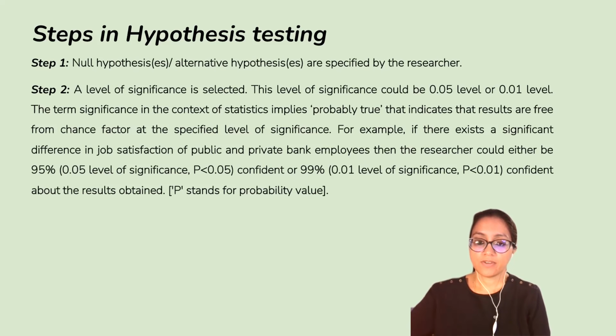could either be 95% confident, that means the level of significance will be 0.05 in this case, and p-value will be strictly less than 0.05, or the researcher can be 99% confident, which means the level of significance will be 0.01 and p-value will be strictly less than 0.01. So he can be either 95% or 99% confident about the results obtained. P-value here stands for probability value.